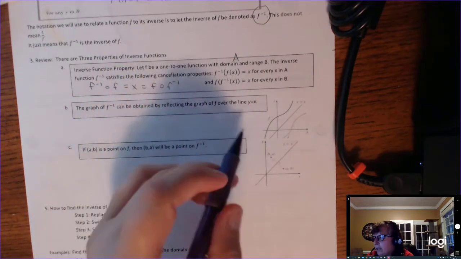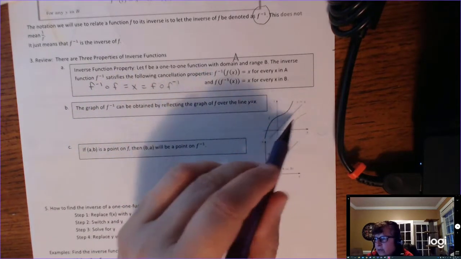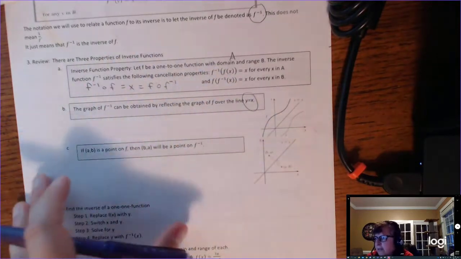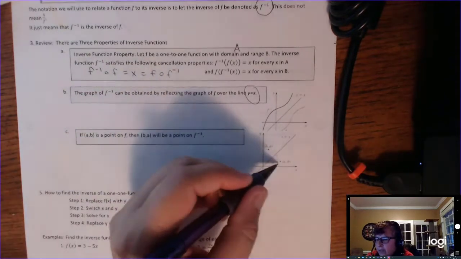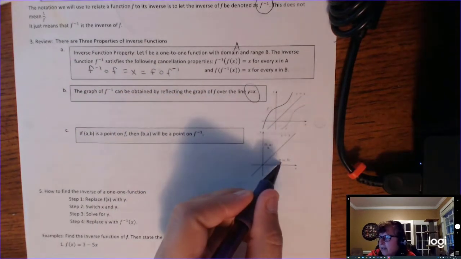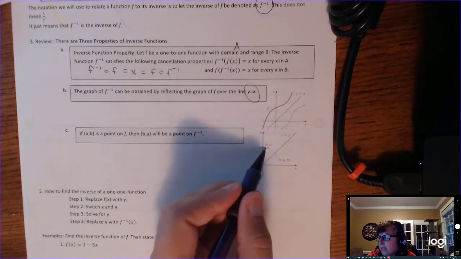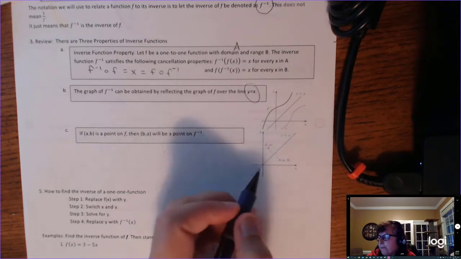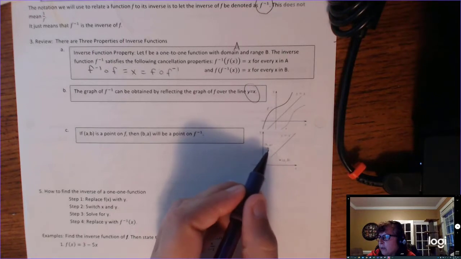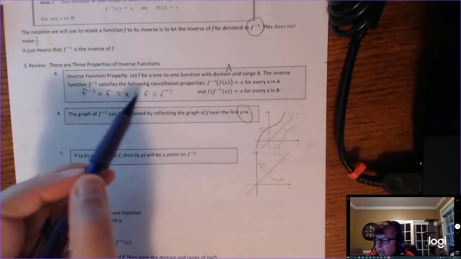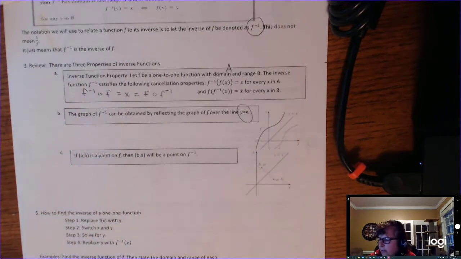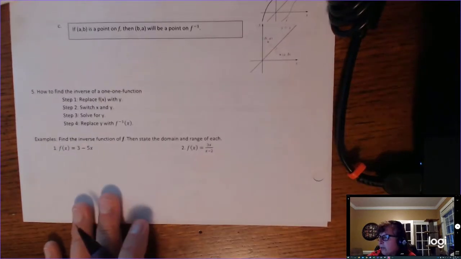The second property is that the graphs of the inverses are symmetrical about the line y equals x. And the third property is if you have a point (a, b) on the function f, then the point (b, a) will be on the inverse function. And remember, the line y equals x, if you draw a perpendicular line, you'll find those values. So you can just switch the ordered pairs. You can switch all the ordered pairs. So again, the domain and range are going to switch. So that's another property as well. Okay, so that's review. But now for the new thing.